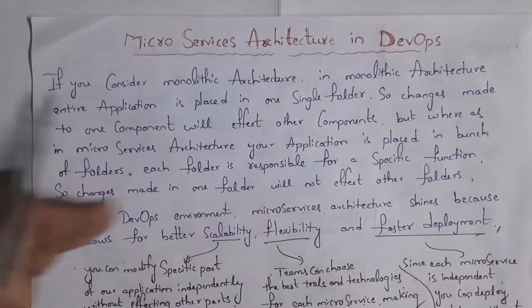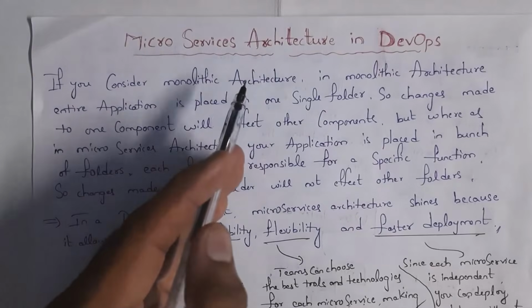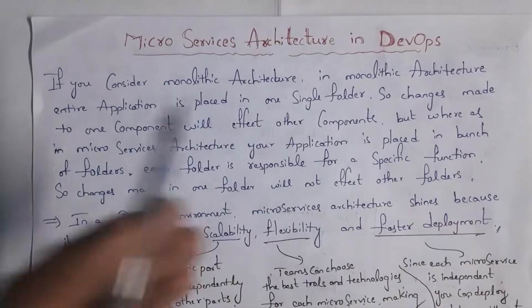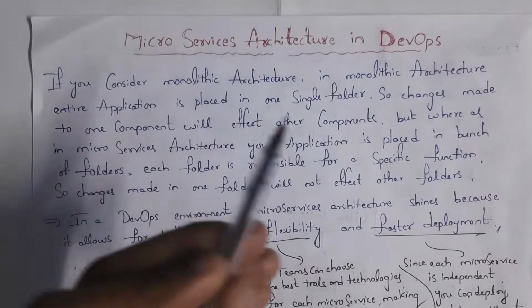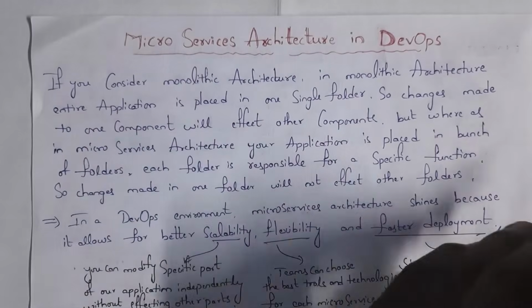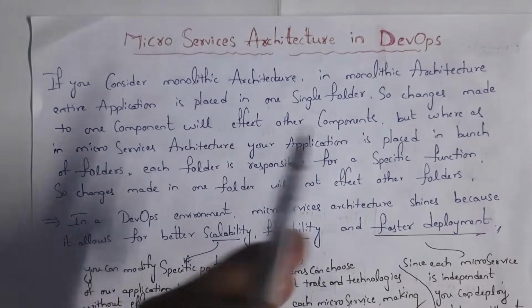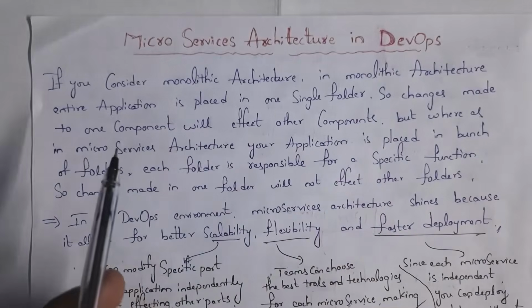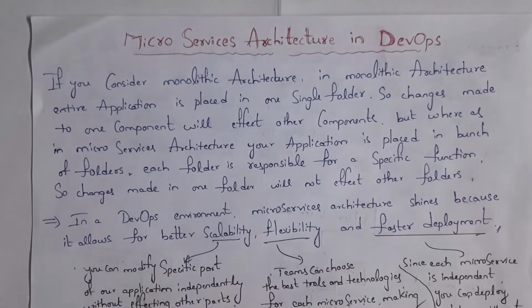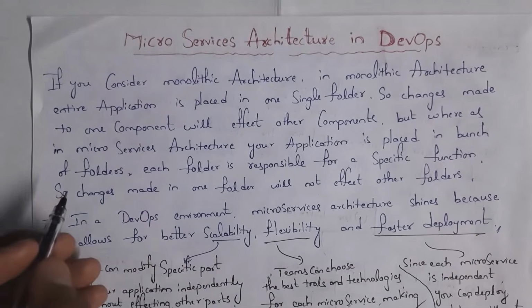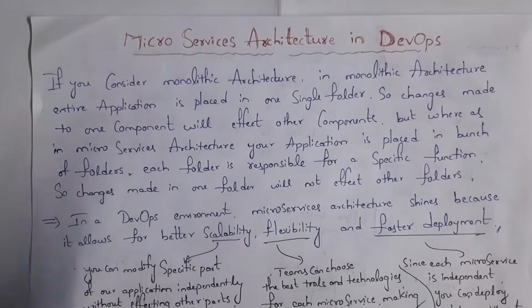So this is the definition. If you consider monolithic architecture, the entire application is placed in one single folder. So changes made to one component will affect other components. But in microservices architecture, your application is placed in a bunch of folders. Each folder is responsible for a specific function. So changes made in one folder will not affect other folders.